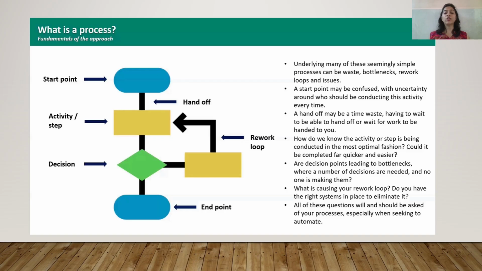How do you know the activity or step is being conducted in the most optimal way, and could it be completed quicker? Are decision points leading to bottlenecks, where a number of decisions are needed and no one is making them? What is causing your rework loop? Do you have the right systems in place to eliminate it? All of these questions should be asked of your processes, especially when looking at automation. Getting my point, right? This is the kind of process we mean.